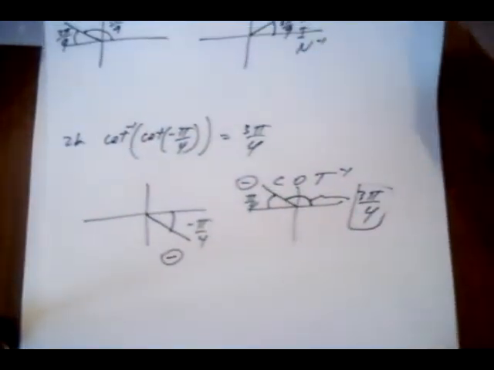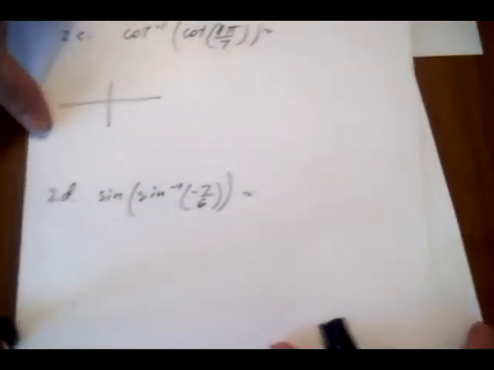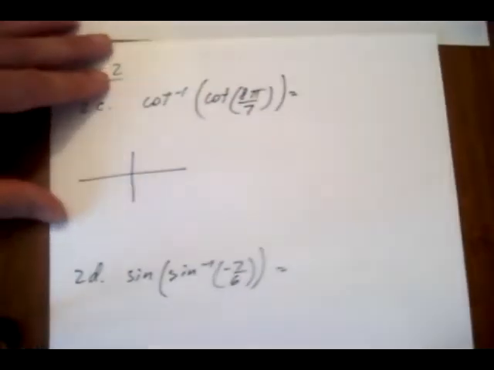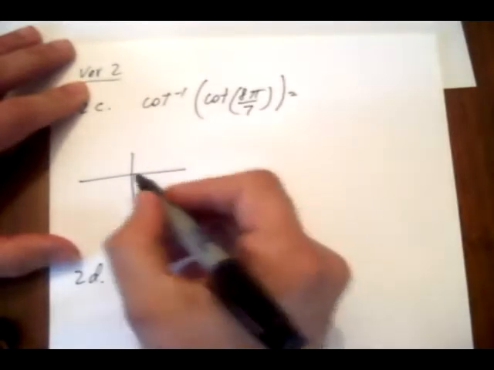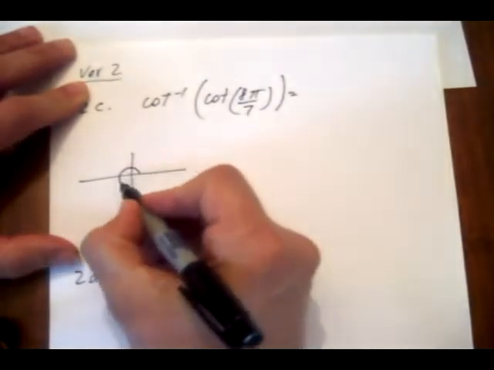Okay, I'll have to move relatively quickly in order to make this video within the 10 minute YouTube limitation. Alright, so cotangent inverse of cotangent 8 pi over 7. Come on. This is a lot more difficult than it looks.